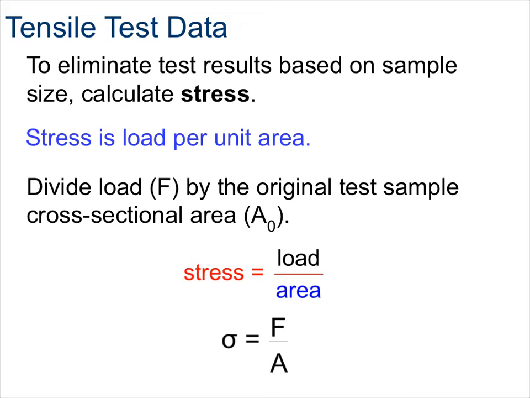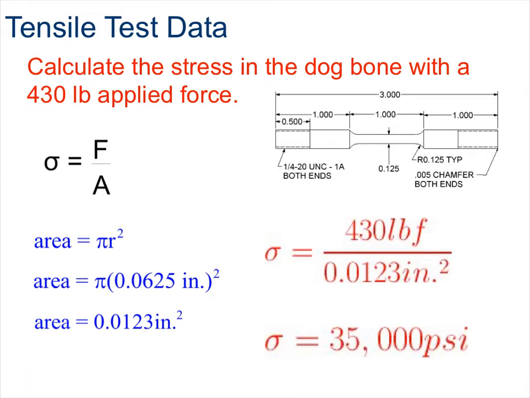In this example, we're asked to calculate the stress in a dog bone when 430 pounds of force is applied. Since dog bones are cylindrical, to find the cross-sectional area, we need to use the formula pi r squared. So sigma equals 430 pounds of force divided by 0.0123 square inches, and we get a stress of 35,000 psi. Note the common U.S. customary system unit of measurement for stress is pounds per square inch, or psi.